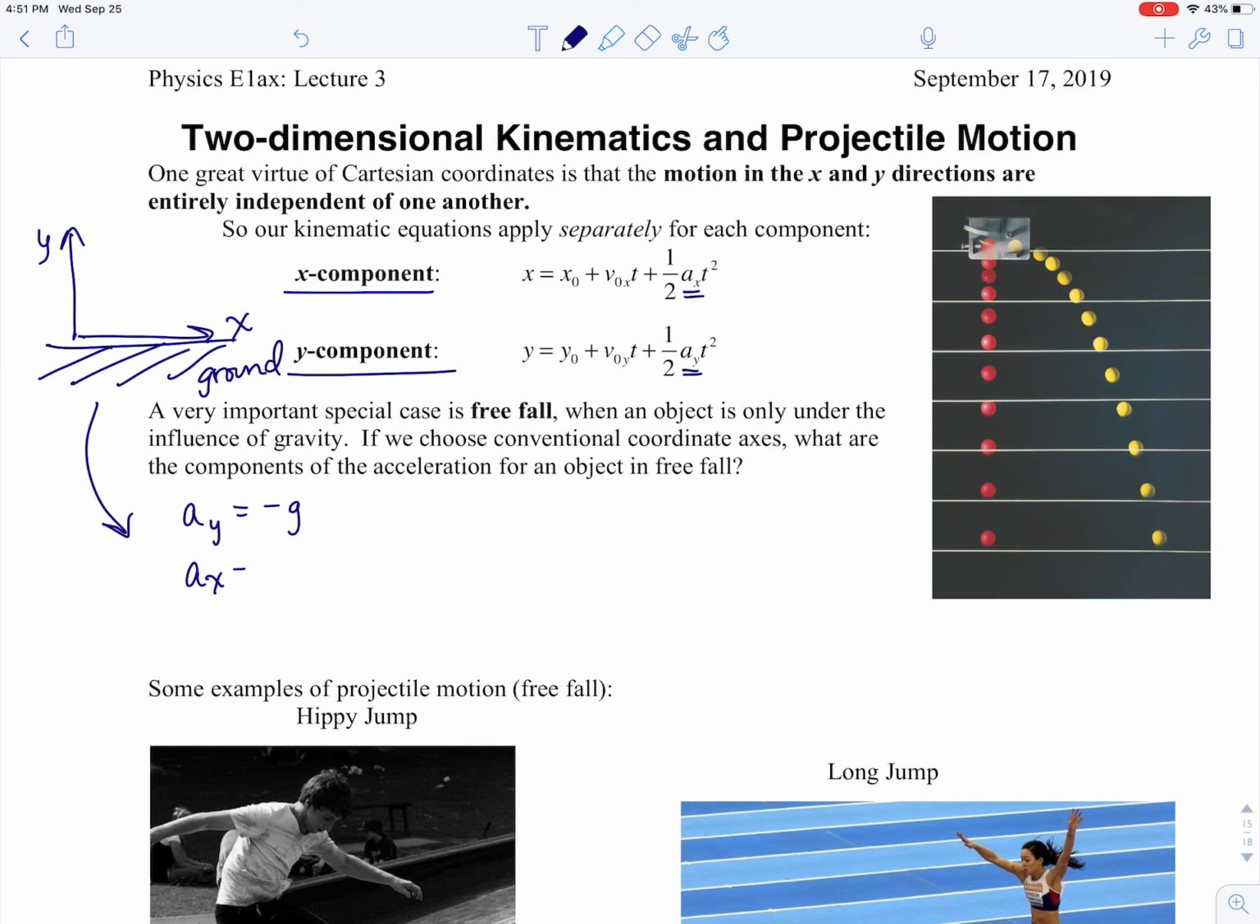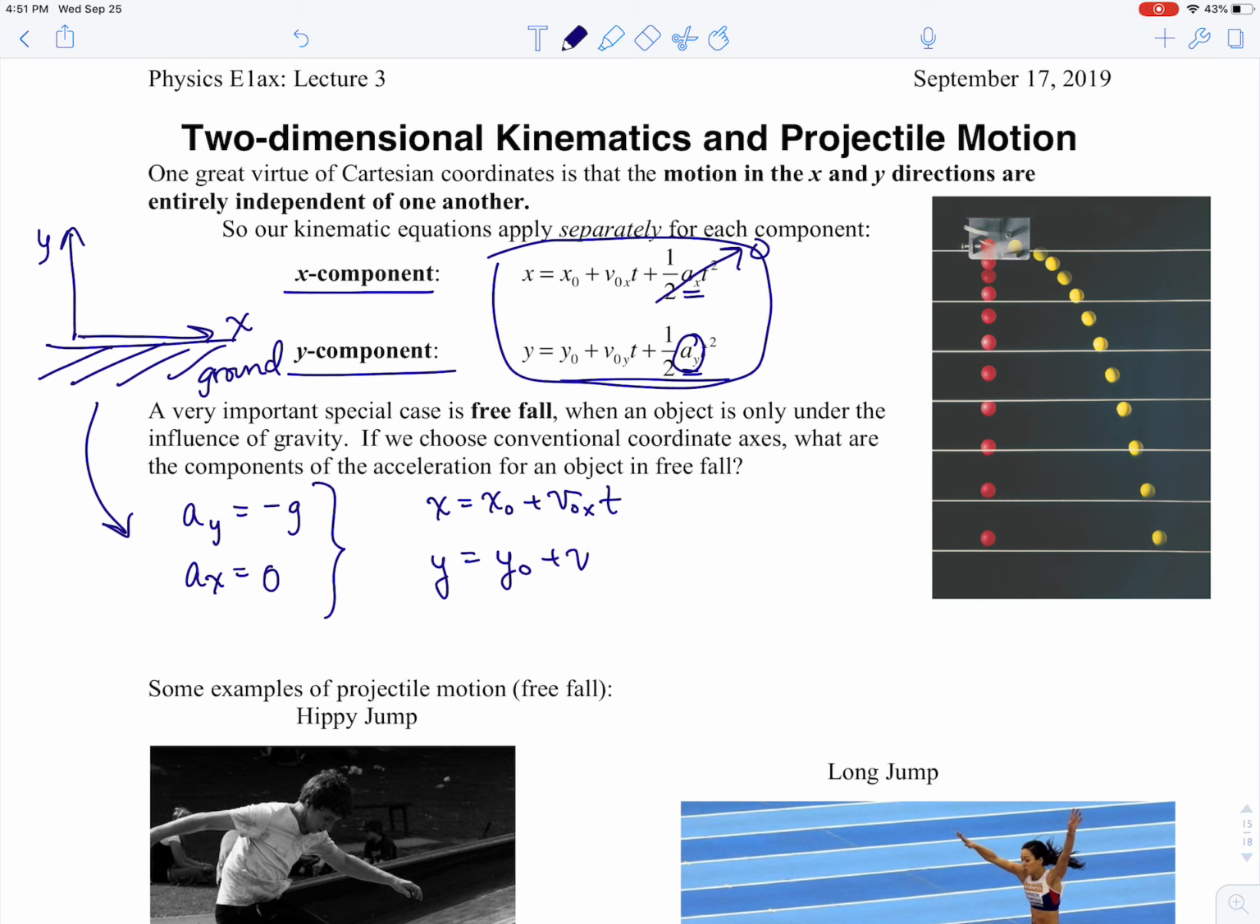And what's the acceleration in the x direction? Well, there are no forces acting in the x direction, so that acceleration is just 0. So if we plug these two things into these equations, in the x direction this term is 0 because ax is 0. So x will be x naught plus v naught x times t. And in the y direction, ay is going to be equal to negative g. So we'll get y naught plus v naught y times t minus 1/2 g t squared.